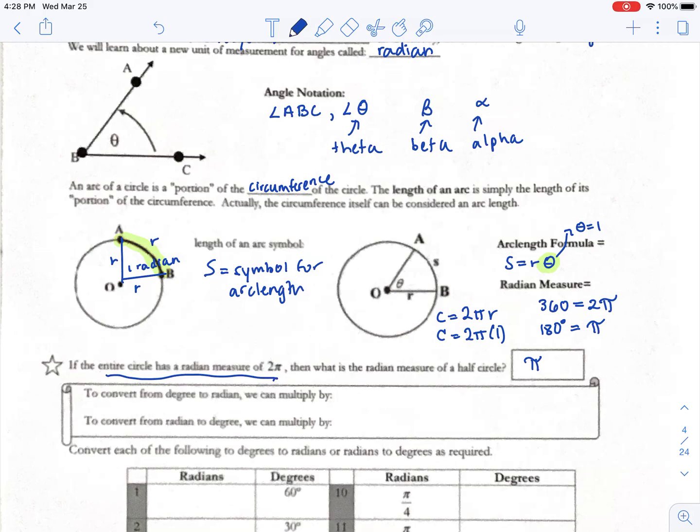If I'm given any angle in degrees, we want to be comfortable converting from degrees to radians and also from radians to degrees. It's the same as when you do unit conversion in science or in previous math classes. If you have a specific angle measured in degrees, I'm going to put a box around this. This is, let's say, the given value that you have.